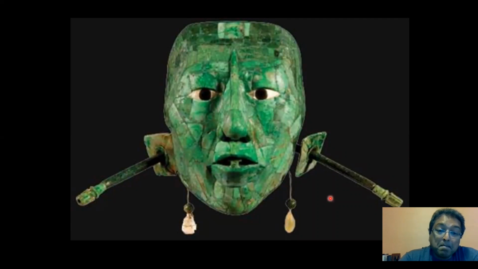This is a really famous piece. It's a jade mask that was placed over the face of a Maya king when he was buried. This is the King Pakal at a site called Palenque in Mexico.